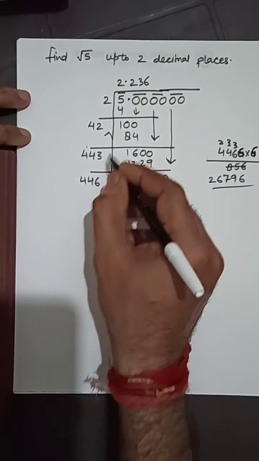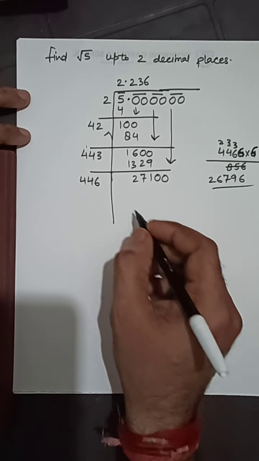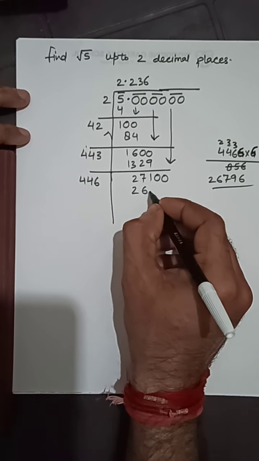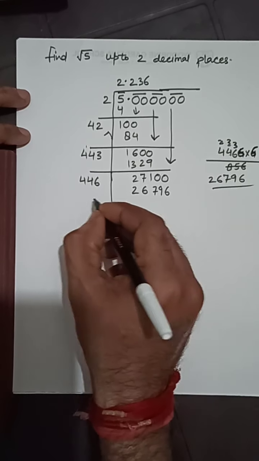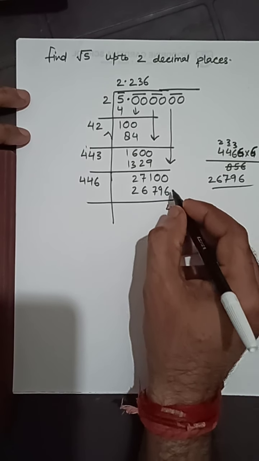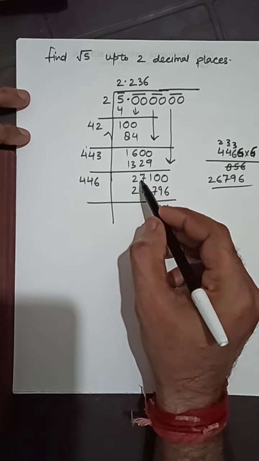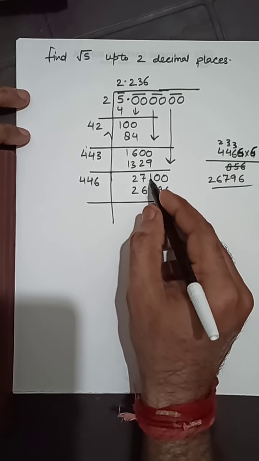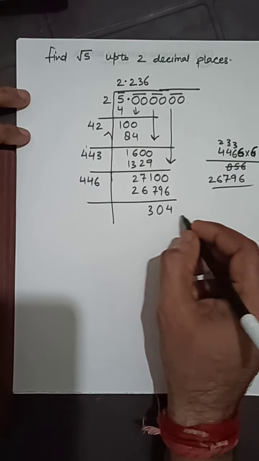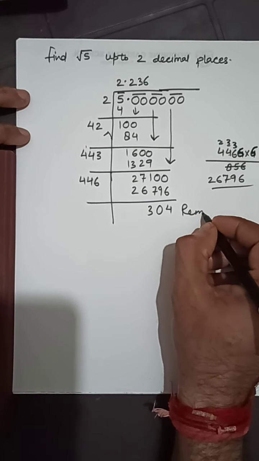So 6 can be taken as a divisor and 6 can be taken as a quotient. Then the product is coming 2, 6, 7, 9, 6. Now we'll subtract, 10 minus 6, then it is 4, 9 minus 9, then it is 0. So now here 10 minus 7, then it is 3, 6 minus 6. So it is 304. It is your remainder.